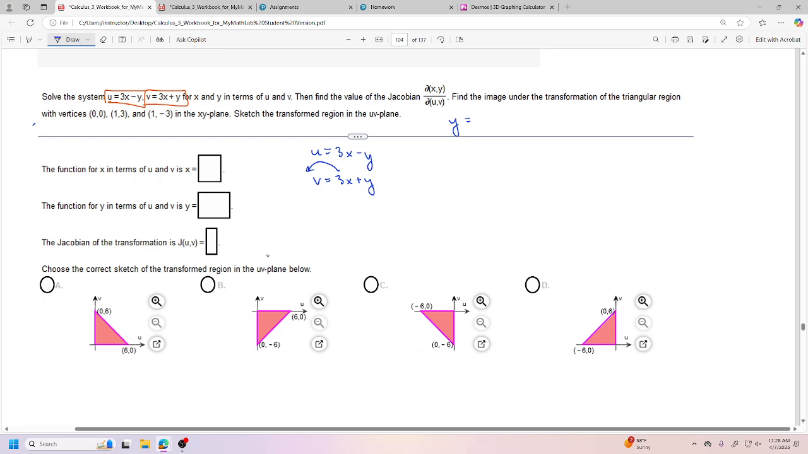So then I got y is equal to v minus 3x. I think that's an easy one. And then I can solve for x. I'm going to move this over and divide by the 3. So I got x is equal to u plus y all over 3. And I could take this and plug it in. So now I got y is equal to v minus 3 times u plus y all over 3. Cancel the 3's. I got v minus 3u. No, just y minus u.